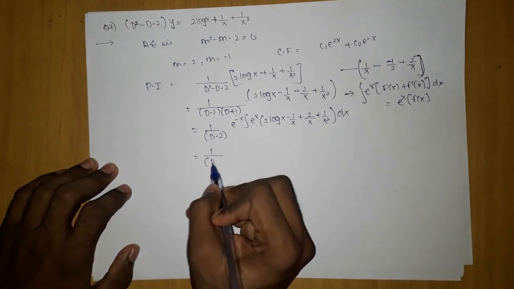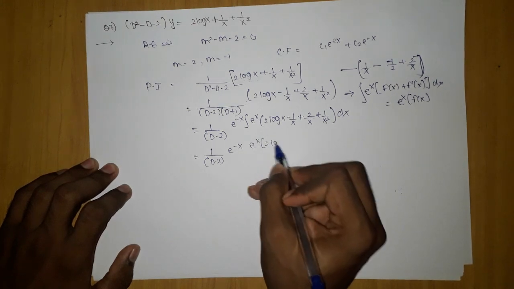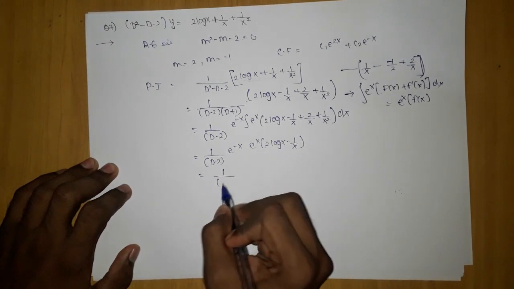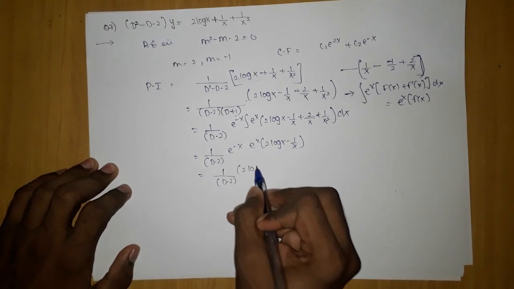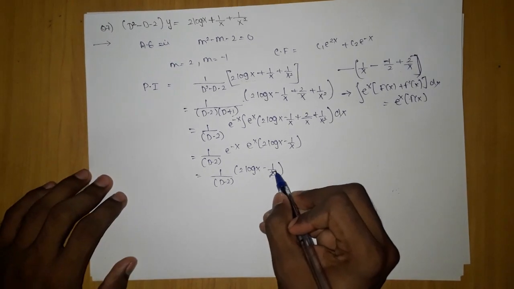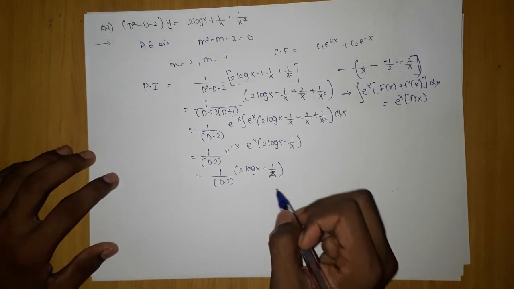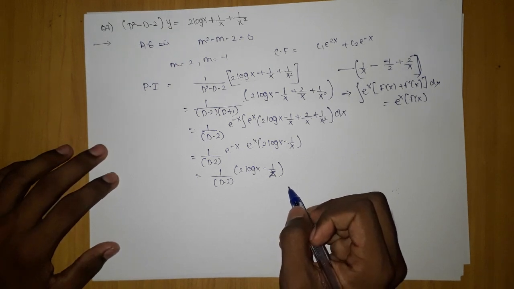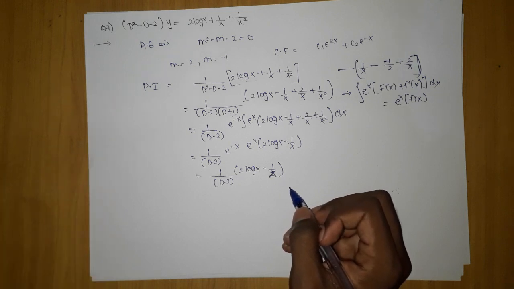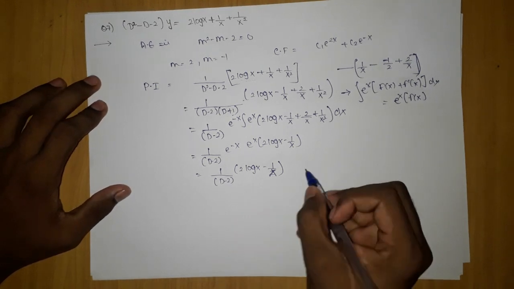So its answer will be D minus 2 into e to the power minus x into e to the power x into 2 log x minus 1 by x, which is f of x. This will get cancelled out. So we get 1 by D minus 2 into 2 log x minus 1 by x. Now we are going to multiply this with each of them and try to get the separate integrals. Or we can apply the direct formula, which will be a bit easier. Any of these methods will work, but let's go with this method.